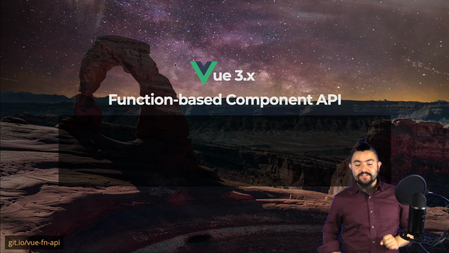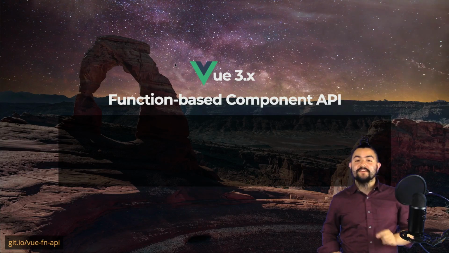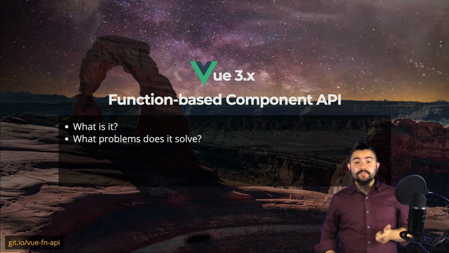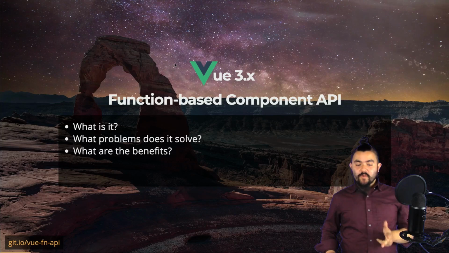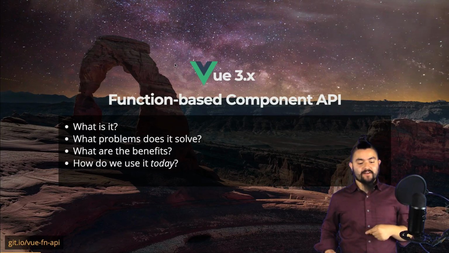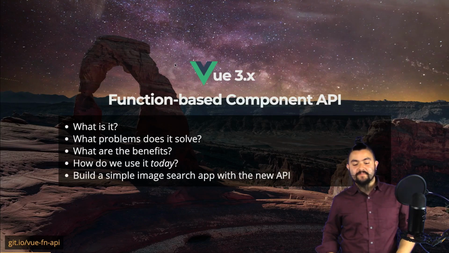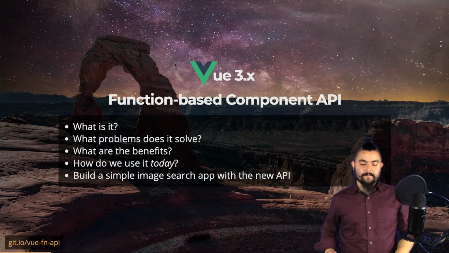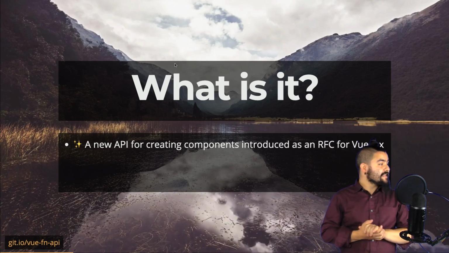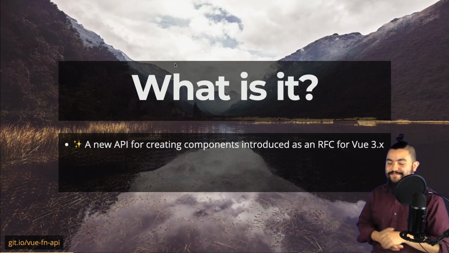So this is an introduction to the Vue 3.0 function-based component API. First, we're going to talk about what is it. We'll talk about what problems does it solve, what are the benefits, how do we use it today, right now, and then we'll build a simple image search app using that new API. So first, what is it? It is a new API for creating components introduced as an RFC in Vue 3.0.